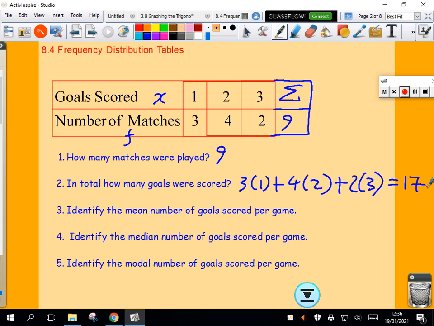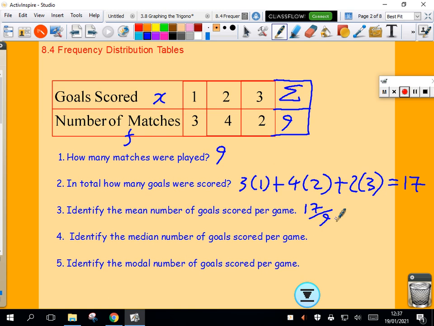Identify the mean number of goals scored per game. So to find the mean number of goals scored per game, I have to remember that this would be a list. If I was to write out my list when I collected my raw data, there was 3 1s in the list, there was 4 2s in the list, 2 3s in the list. So I'd count up all the total number of goals, 3 1s plus 4 2s plus 2 3s. Actually, I've done that in the previous part, 17. And then divide by the number of items in the list. We know there'll be 9 items in the list. 3 of them will be 1, 4 of them will be 2, and 2 of them will be 3s. So 17 divided by 9.